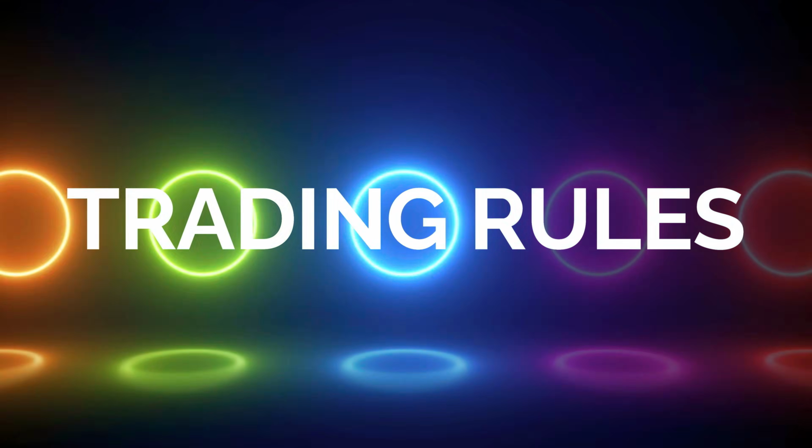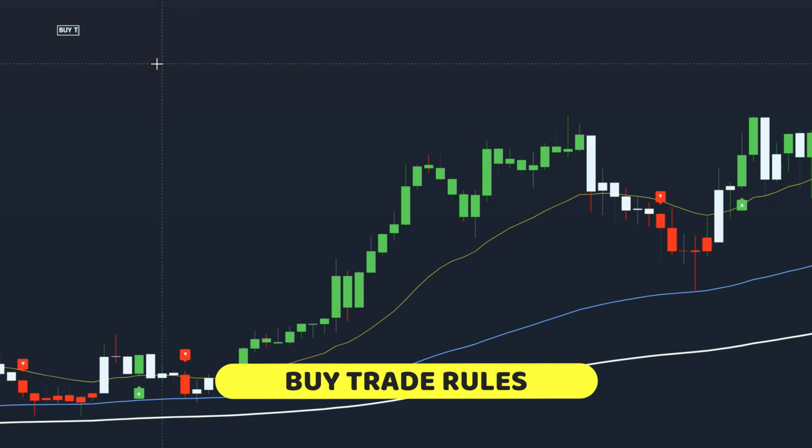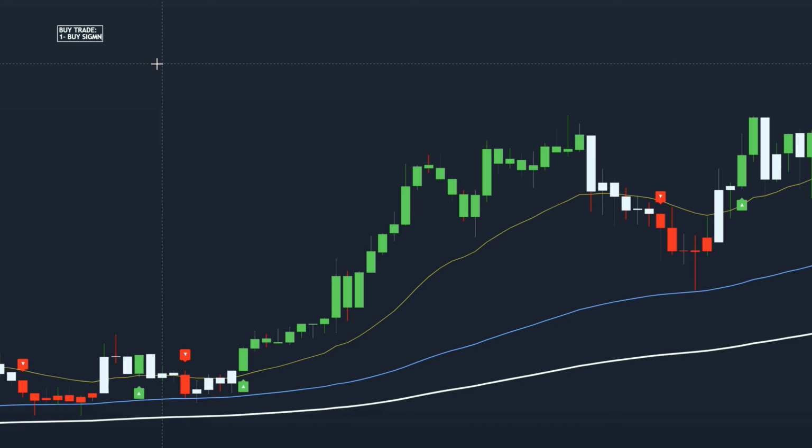Alright, now let's break down the steps to enter a buy trade. First, look for a buy signal marked by a green sign below a candle on the chart, courtesy of the trend strength indicator. Next, ensure you're trading in line with an uptrend in the market. Remember those moving averages we talked about? They'll come in handy here.